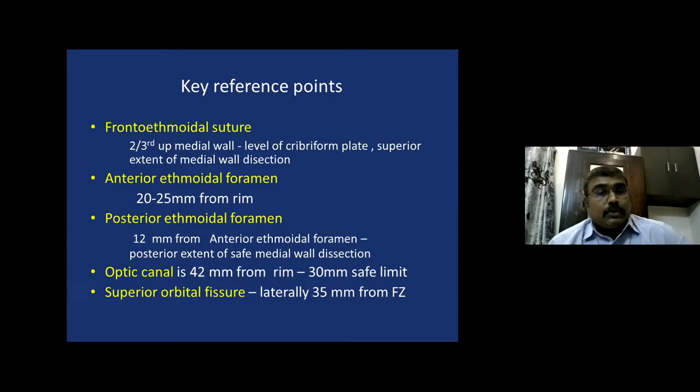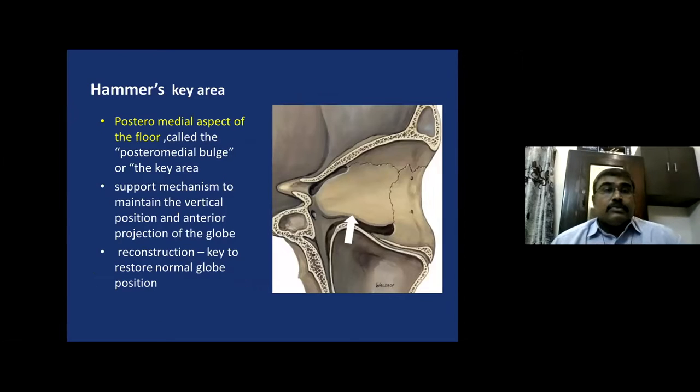The optic canal is 42 millimeters from the rim, and the safe extent of dissection along the floor is 32 millimeters. Along the lateral wall, the superior orbital fissure forms the safe limit of dissection. Coming to Hammer's key area, the posterior medial aspect of the floor, also called the posterior medial bulge. This area forms the key support mechanism to maintain the vertical position and the anterior projection of the globe. So during reconstruction, reconstructing this area is the key to restoring the normal globe position.